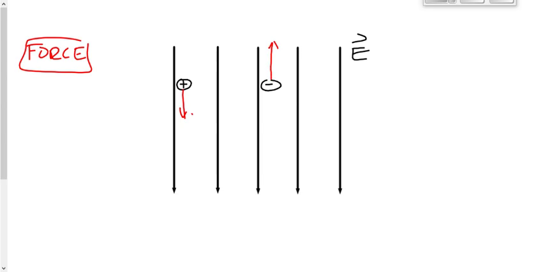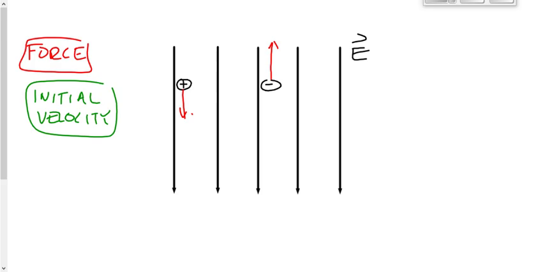Now, what if these particles were initially moving? We're going to draw an arrow on these particles in green representing the initial velocity, the initial movement of these particles. Let's say that this positive particle was initially moving downward. Which way would the force act on it if it was initially moving downward? Downward. I'm positive the force is with the field, whether it's moving or not.